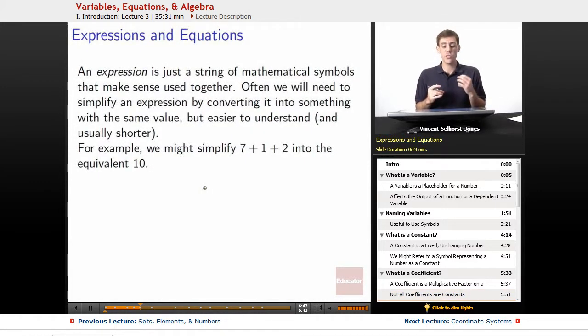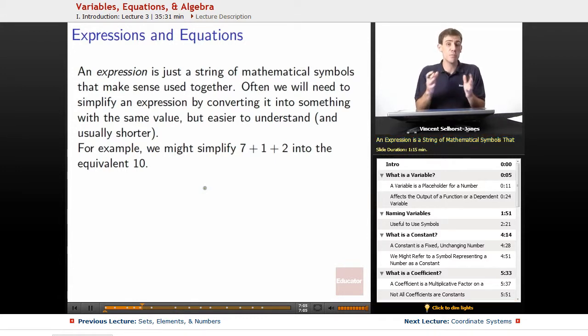An expression is a string of mathematical symbols that makes sense. So what do I mean by make sense? Well, you could put together a string of words in English that makes no sense, right? Like tree, sound, running, carpet. That didn't make any sense, right? Tree, sound, running, carpet. That was meaningless, but it was a bunch of words.